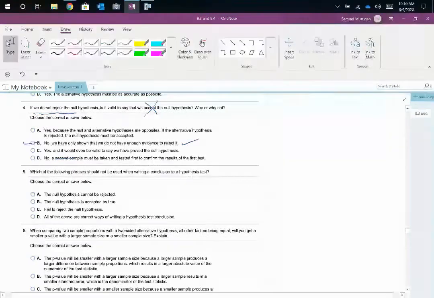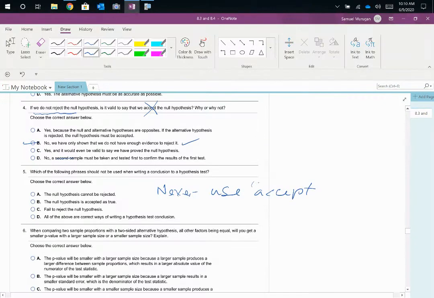Which of the following phrases should not be used when writing a conclusion to a hypothesis test? So think. You never use the word accept. Always say reject or fail to reject. So don't ever say it's accepted to be true. That's not an acceptable answer.